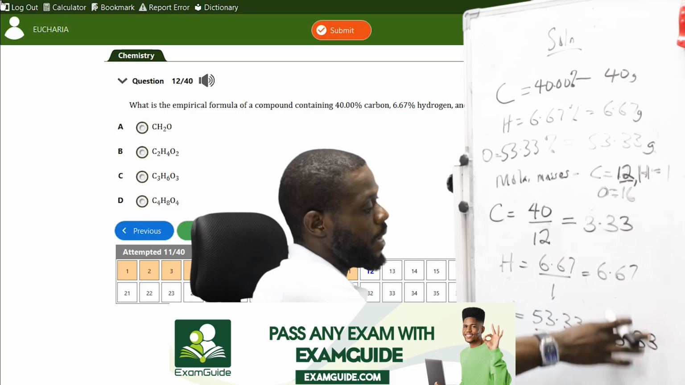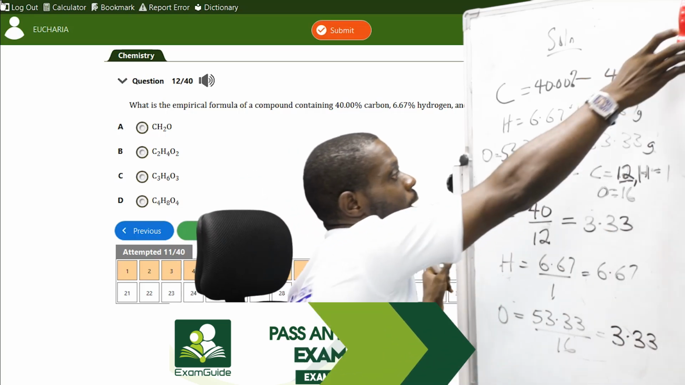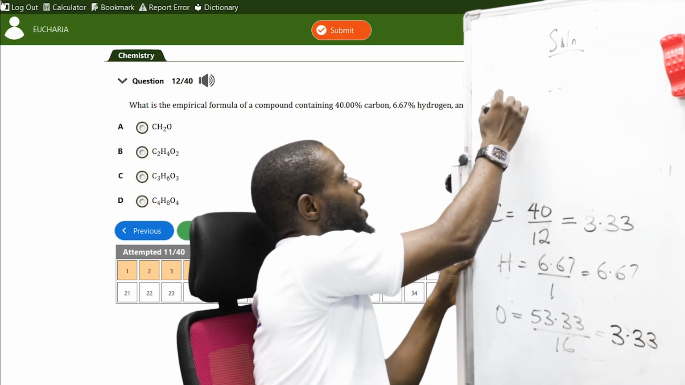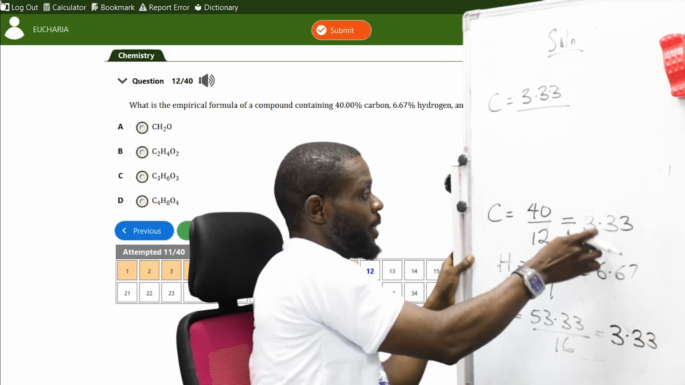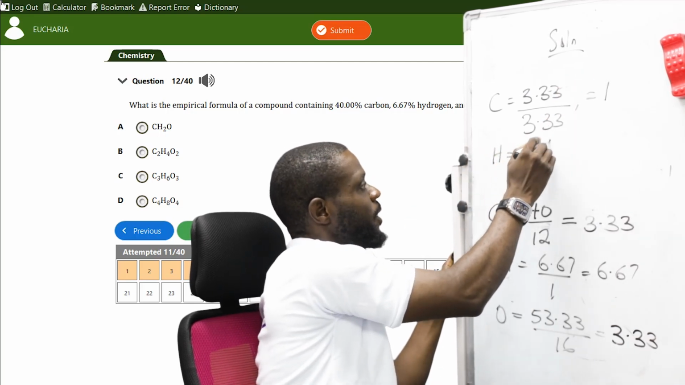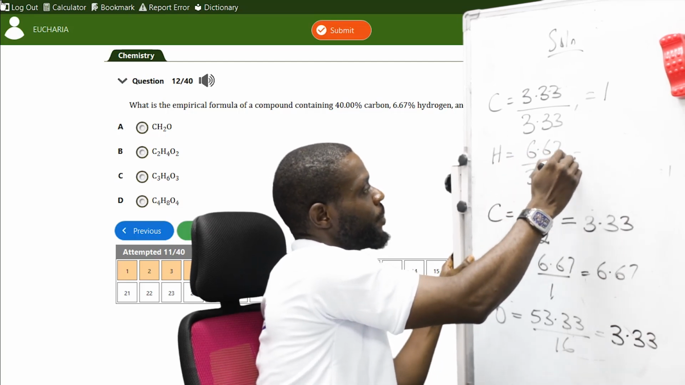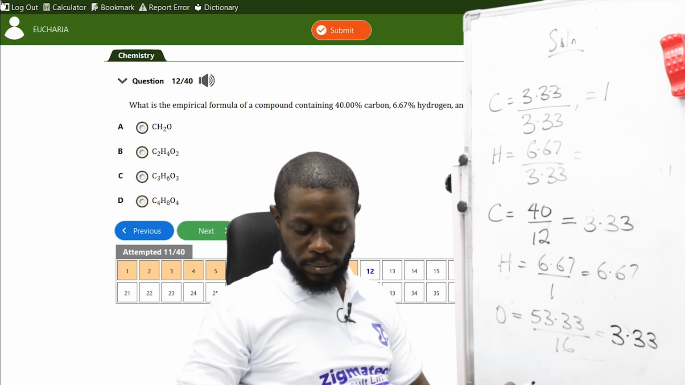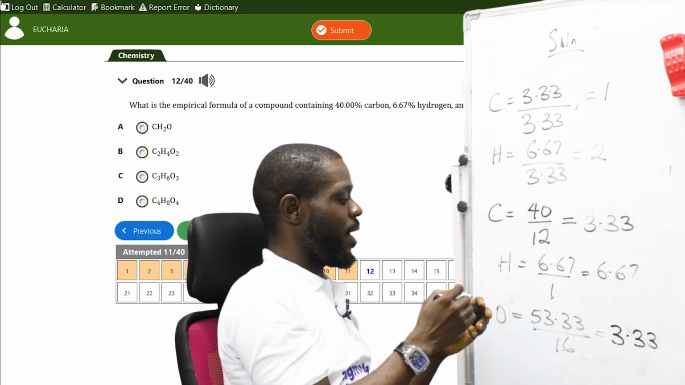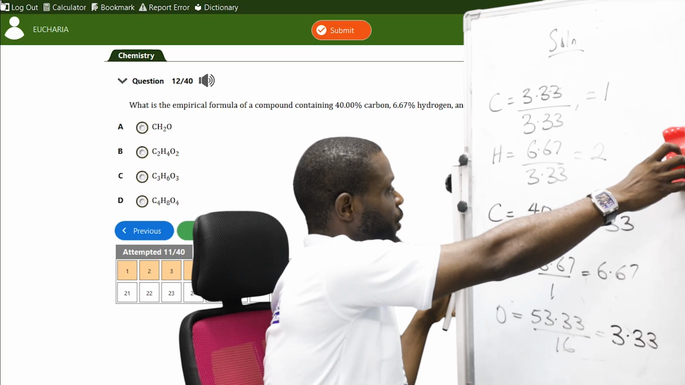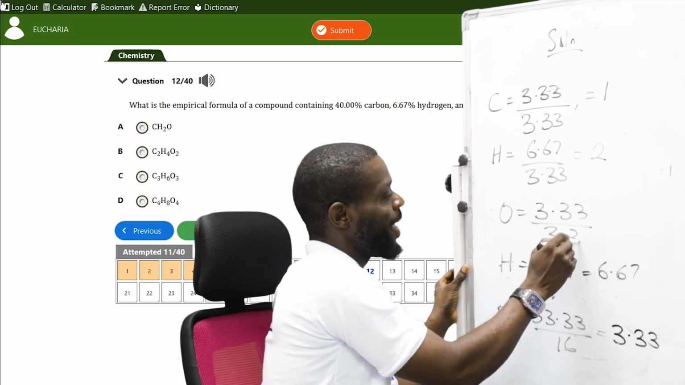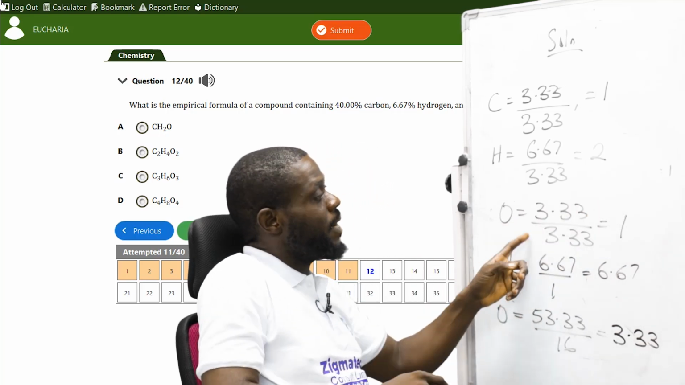Now, the smallest answer here, we have two numbers that are the same. So we use that and divide the answers by it. Carbon here becomes 3.33 divided by 3.33. That is the smallest, so it's going to give us 1. Hydrogen is 6.67 divided by 3.33, which is going to give us 2. That's wonderful. While oxygen is 3.33 divided by 3.33, it gives us 1, because we are dividing them by the smallest.